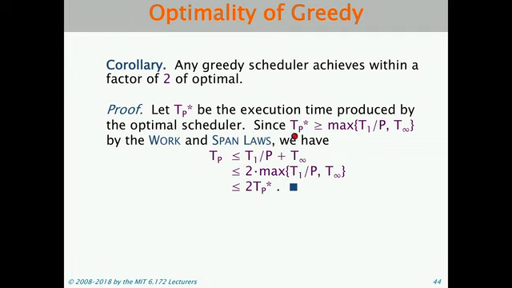So it has to be at least the max of these two terms, otherwise we wouldn't have finished the computation. Now we can take the inequality we had before for the greedy scheduler bound. TP is less than or equal to T1 over P plus T infinity, and this is upper bounded by 2 times the max of these two terms. So A plus B is upper bounded by 2 times the max of A and B. And the max of T1 over P and T infinity is just upper bounded by TP star. So we can substitute that in, and we get that TP is upper bounded by 2 times TP star, which is the running time of the optimal scheduler. So the greedy scheduler achieves within a factor of 2 of the optimal scheduler.